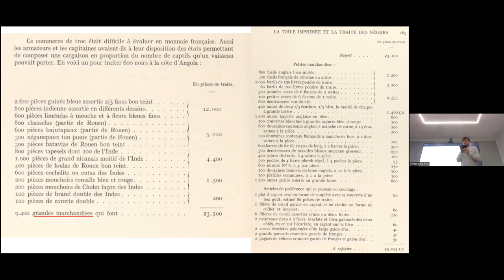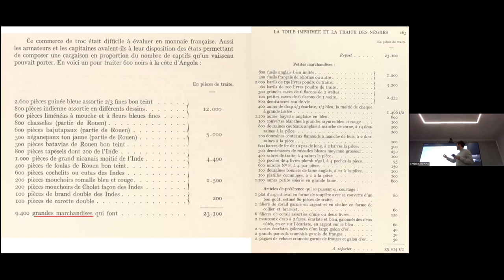And here it's just to illustrate again how it was all along the coast. For example, this is from Angola in the late 18th century. Le commerce de troc est difficile d'évaluer en monnaie française. Barter is actually quite difficult to evaluate in French money because of the different coin rates. So here it says, if you want to buy 600 slaves in Angola, you need to bring at least 35,000 pieces. And the piece is an imaginary unit. For example, a piece of Guinea blue, the blue cloth, is actually worth 3 pieces.